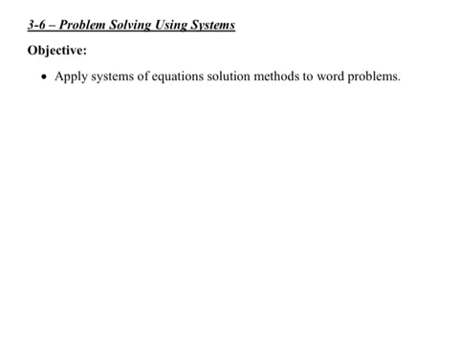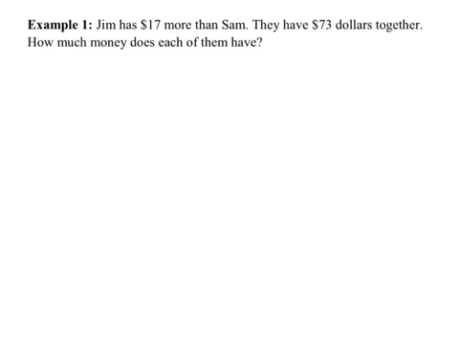Section 3.6 is problem solving using systems. Our one objective is going to be to apply systems of equation solution methods to word problems. In the first example, we're told that Jim has $17 more than Sam, and together they have $73. How much money does each of them have? So we're trying to find the amount of money that each person has.